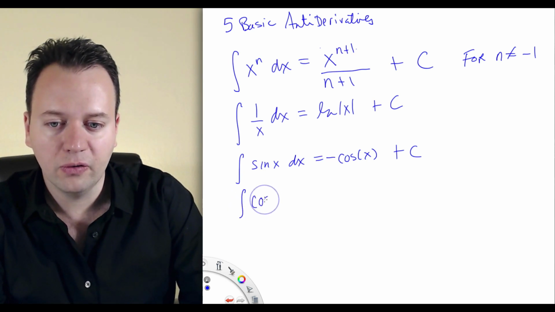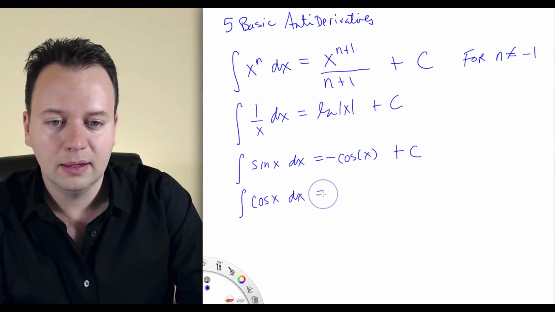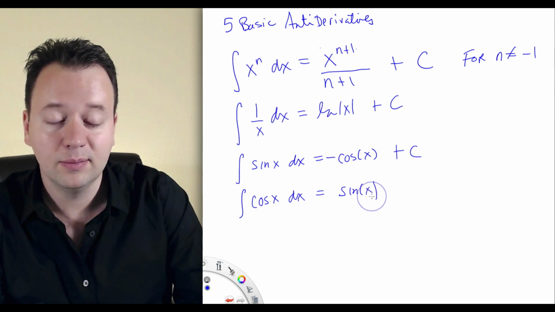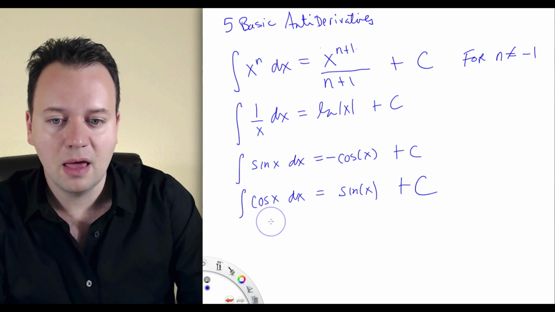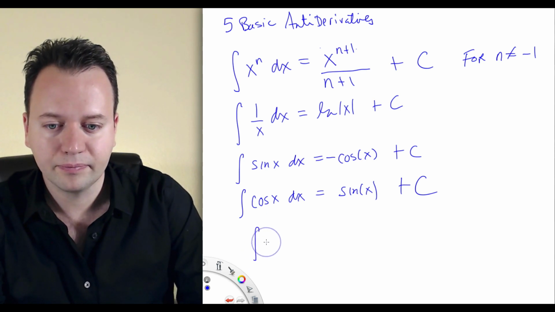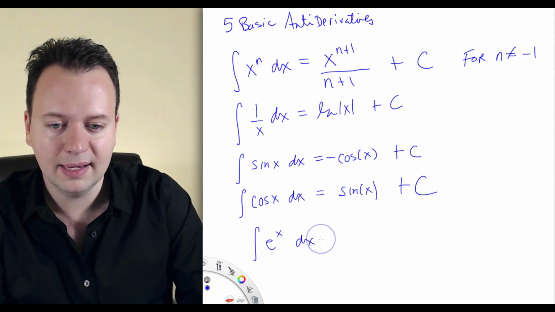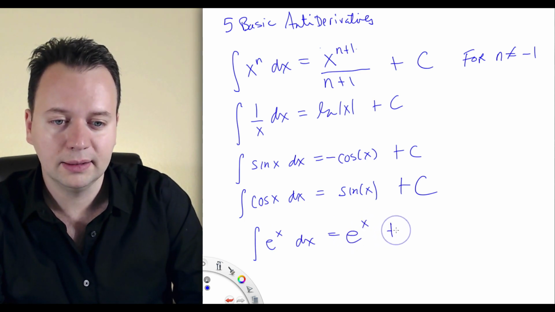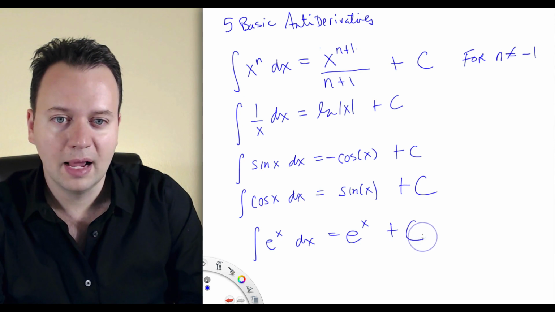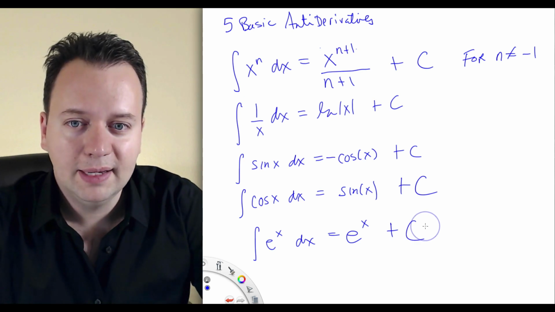And then the integral of cosine of x is going to be plus sine of x, because the derivative of sine is cosine, and then plus c. And then finally, the integral of e to the x dx is equal to, you guessed it, e to the x plus c. So these are the 5 basic antiderivatives.